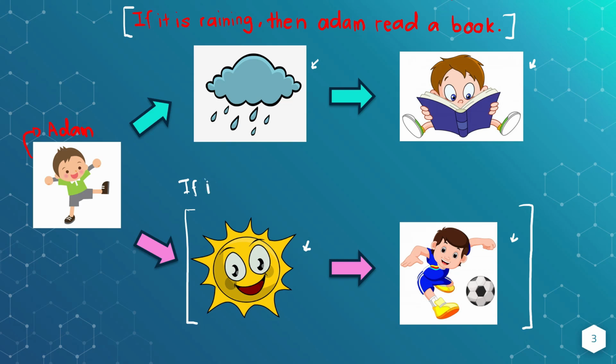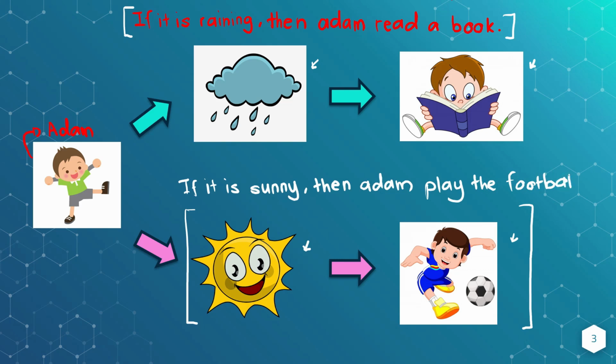Yes. If it is sunny, then Adam plays football. This is a statement in the form of implication. The statement has if, and then. It is sunny is a P statement. Adam plays football is a Q statement.